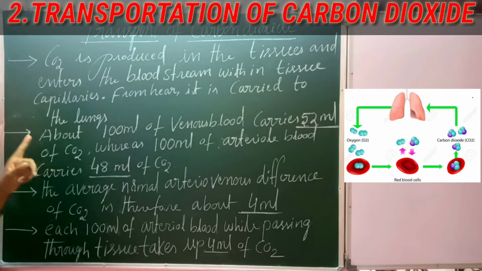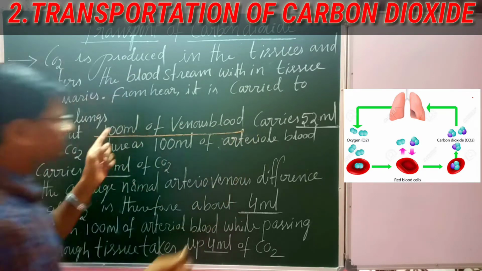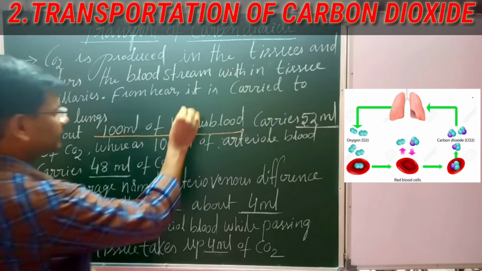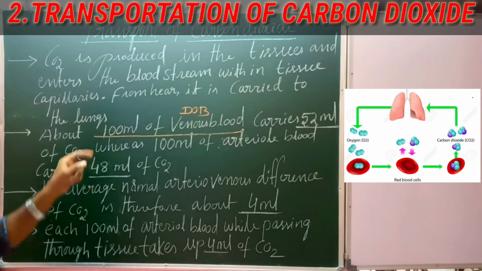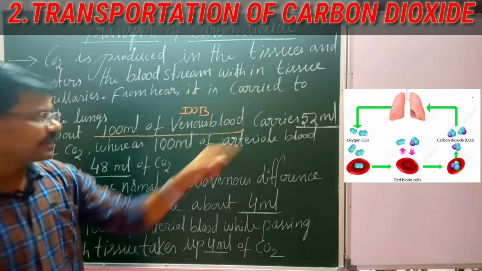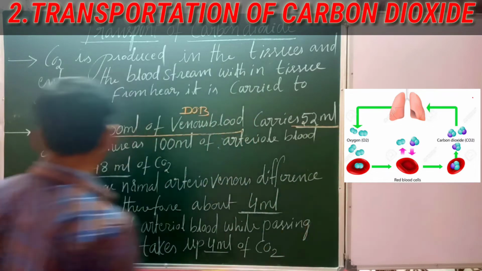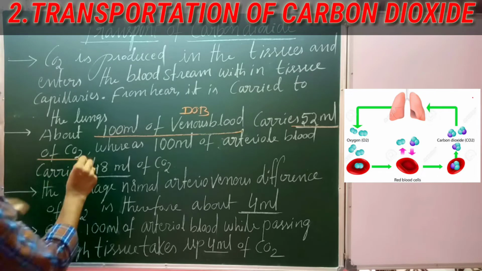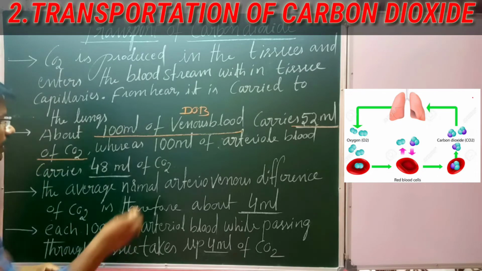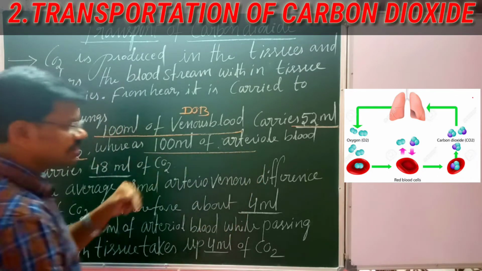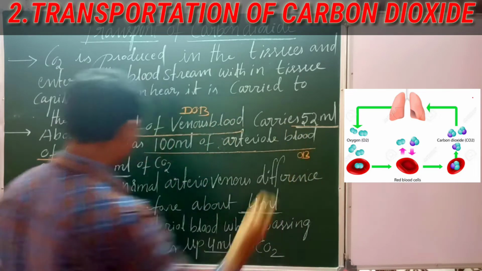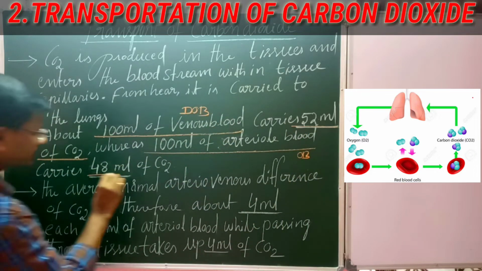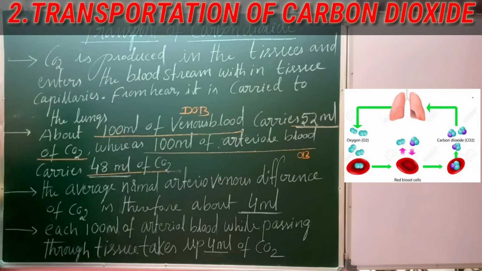Now, 100 ml of venous blood, which is nothing but deoxygenated blood, carries 52 ml of carbon dioxide. You remember, this is very important. Whereas 100 ml of arterial blood, which is nothing but oxygenated blood, carries 48 ml of carbon dioxide.